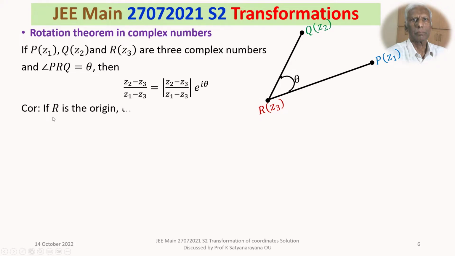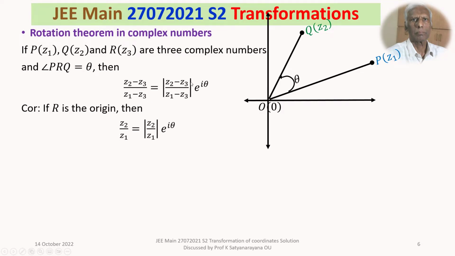Now we have the corollary. If R is the origin, then wherever there is Z3, substitute 0. You will get Z2 by Z1 is equal to the mod of Z2 by Z1 into e to the power of i theta.